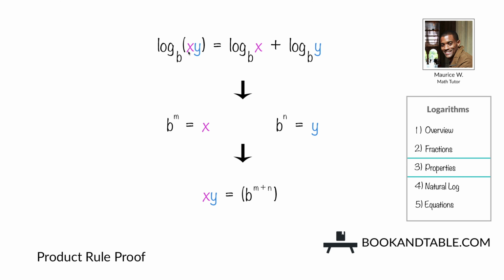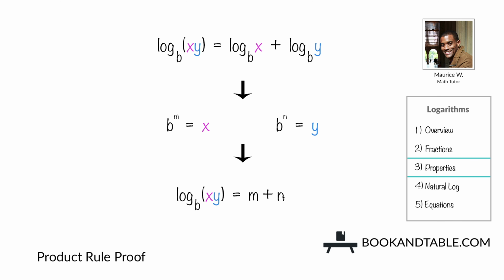And now that we've multiplied x times y, let's take the log base b of both sides of this equation. That would give us log base b of x times y is equal to log base b of b to a power of m plus n. Now, when we are taking the log and the base matches the base of the argument, these actually cancel each other out, leaving us with just the exponent, m plus n.